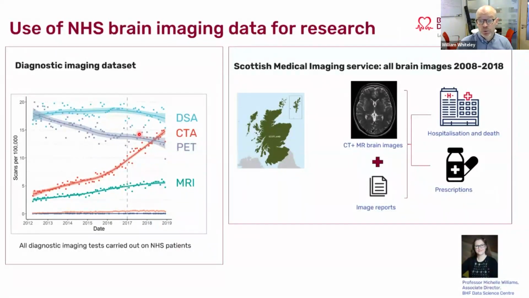For us in stroke, what we're really interested to know about is what happens in the brain. So we're going to start looking in one place before we go out to the rest of the country. And we're going to start in Scotland, where a national data set has been set up, which takes all of Scotland's imaging in something called the Scotland Medical Imaging Service between 2008 and 2018, and holds it in a relatively easily accessible data set in NHS Scotland.